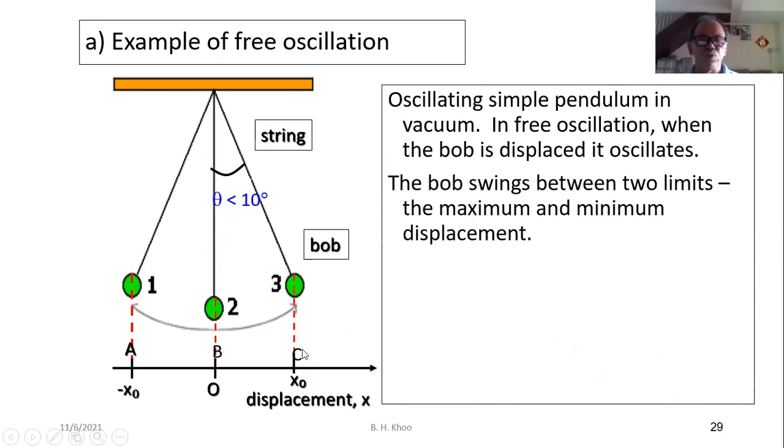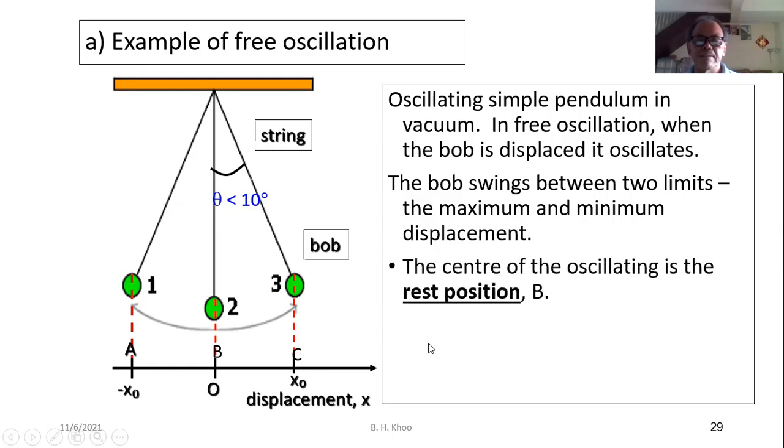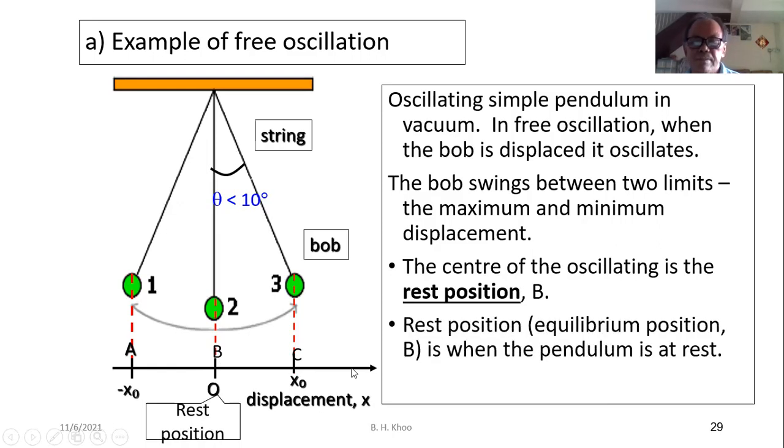The bob swings between two limits. There's a limit A and C, or 1 and 3, maximum displacement. And that center there, B, is called the rest position, where the bob is at rest, where the bob is not moving. So rest position or equilibrium position is where the bob is at rest, not moving.